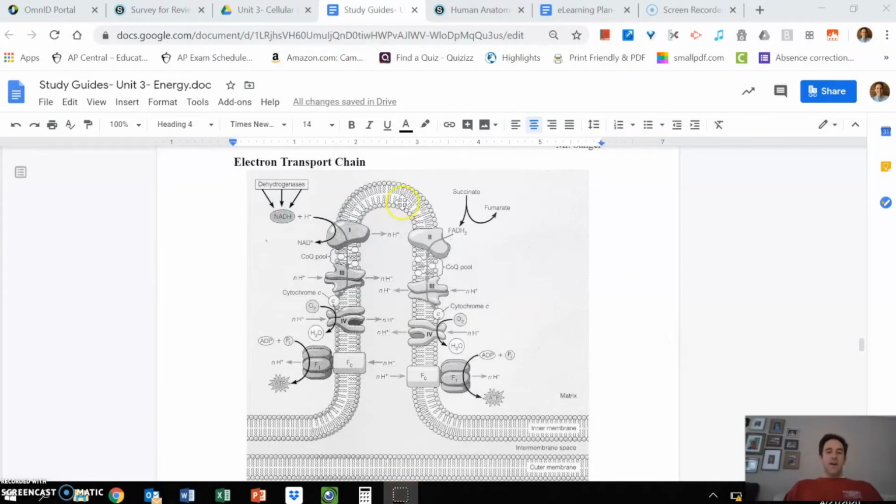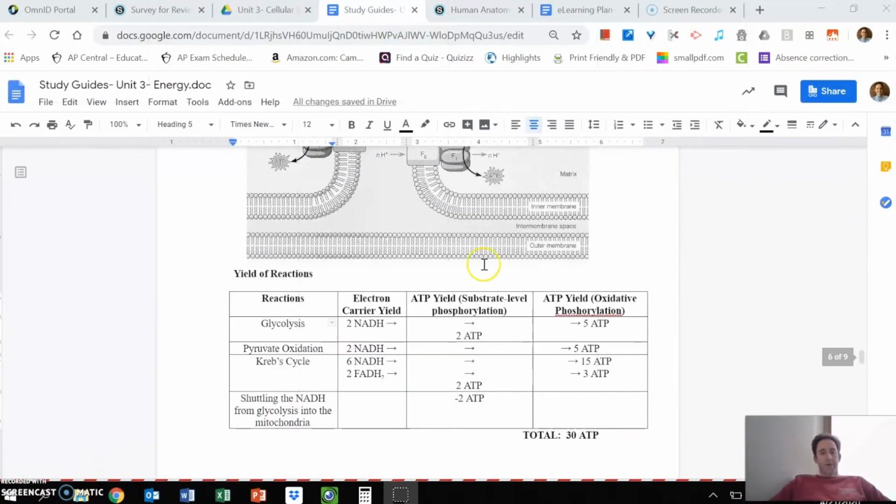And then those protons have only one way out, and that way out is through ATP synthase. And since now they're going down their concentration gradient, this movement is exergonic, and that is coupled with the endergonic production of ATP. So by way of summary, this diagram or this table right here kind of highlights the yield of these electron carriers from each of the major processes: glycolysis, that transition reaction, the Krebs cycle. It gives you the ATP yield.